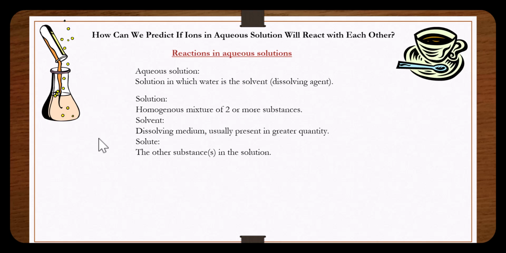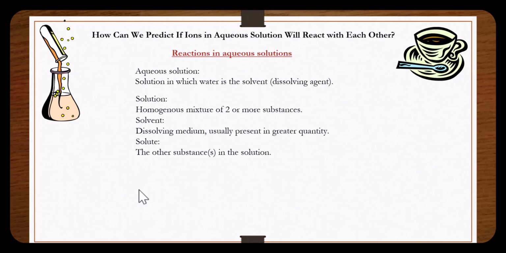In this video, I'll go over reactions in aqueous solutions. I'll go over a few concepts, and then we'll sort out what's going on with clear definitions. Okay, so what is an aqueous solution? An aqueous solution is a solution in which water is the solvent or the dissolving agent. In other words, something that is dissolved in water. Okay, we know an aqueous solution is something that is dissolved in water.